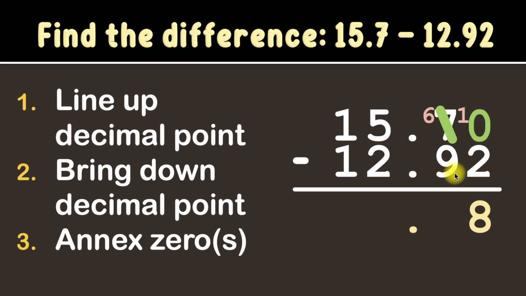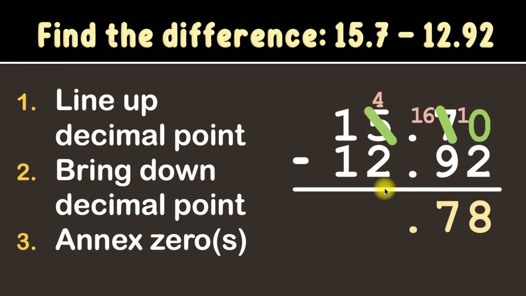Now we can go to the next column and try to do 6 minus 9. But we can't do that because the 6 isn't big enough. So we're going to have to borrow from this 5, meaning the 5 will become 4, and the 1 we borrowed will go here, making this a 16. So now we've got 16 minus 9, and that's 7.